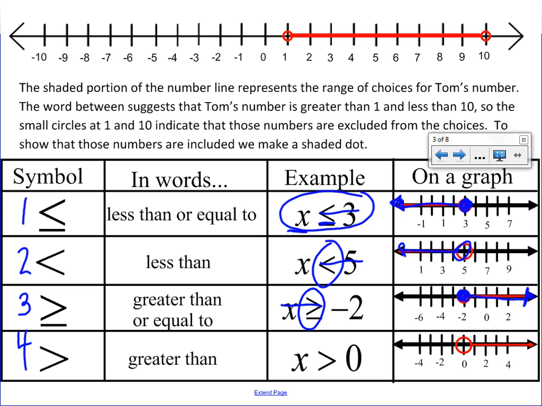The last one says that x is greater than 0. I don't have an equal to, so I know it has to be an open circle, and the point I'm talking about is 0. So I put an open circle around 0. My variable's on the left, so I can turn my symbol into an arrow. The arrow points to the right, so I shade to the right.